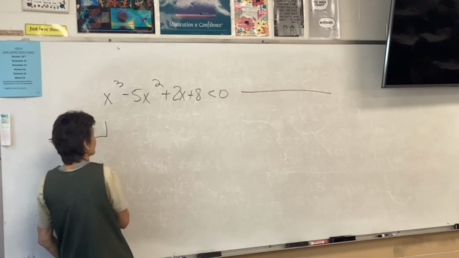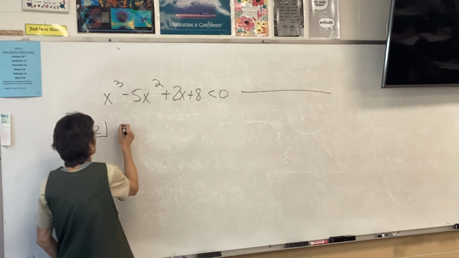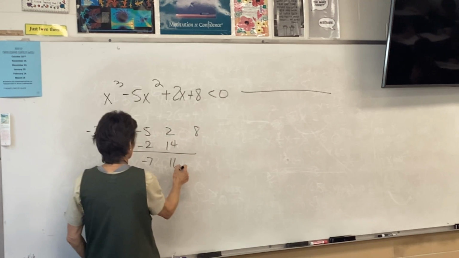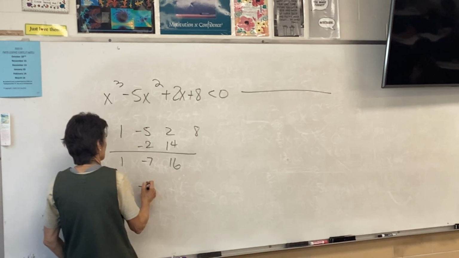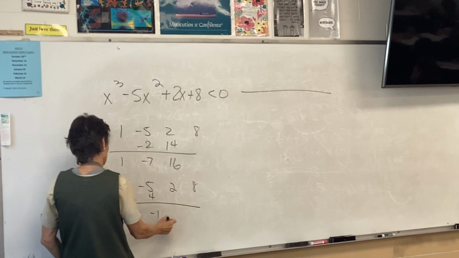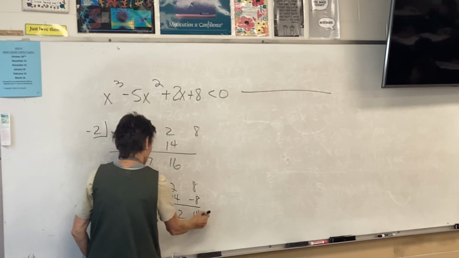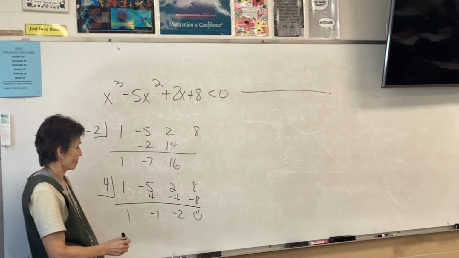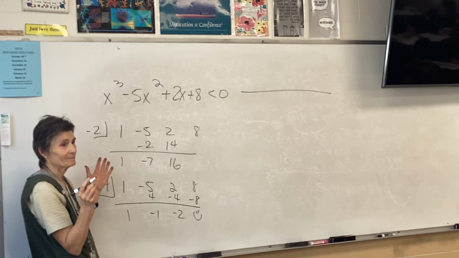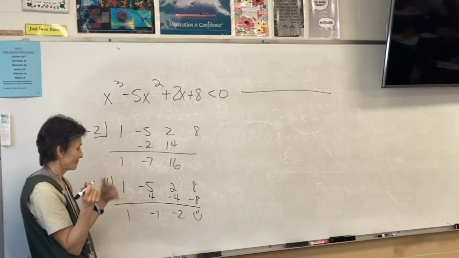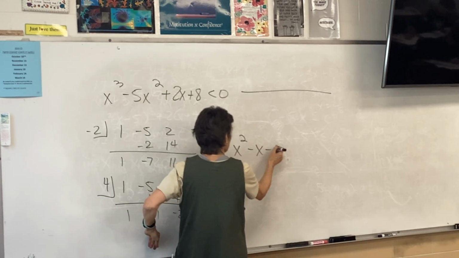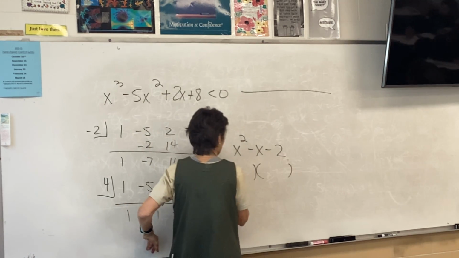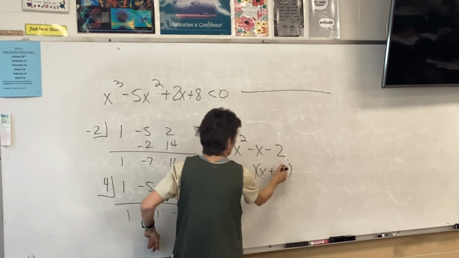So what do you want to try? -2. I don't think so. 4? Oh, there we go. So what does that mean? Now what? So what's left is x squared minus x minus 2. Does that factor? Yeah. x minus 2, x plus 1.